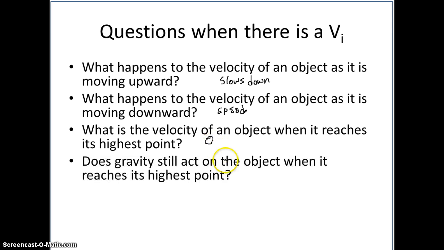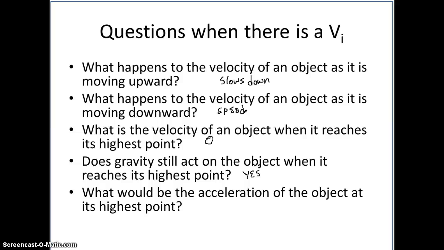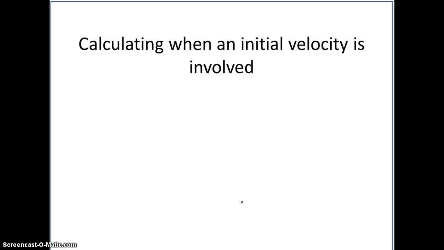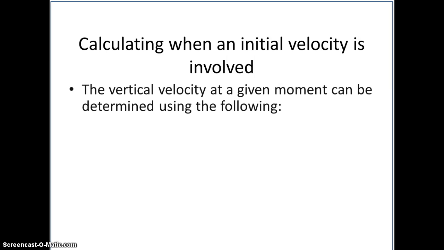Does gravity still act on the object when it reaches the highest point? This is a tough question. Pay attention. Yes. Gravity is always acting on an object, whether it's moving up or down or when it's at rest at its highest point. Always acting on it. And what is the acceleration during that time? As you know, for something falling in gravity, it's negative 10 meters per second squared. That means the speed is changing by 10 meters per second every second, and the negative sign means it's in the downward direction. So when we calculate, we're going to use the same equations as before.